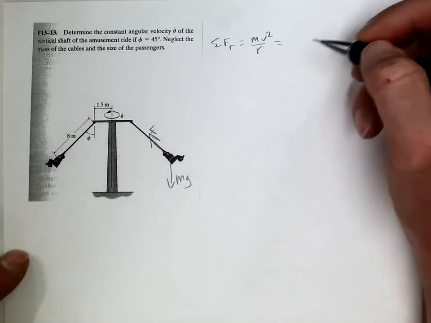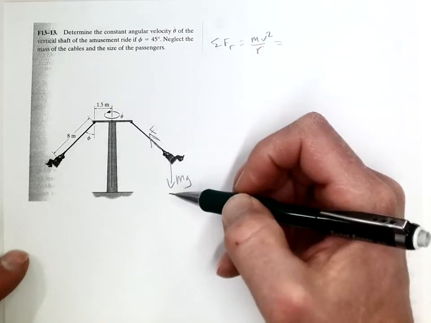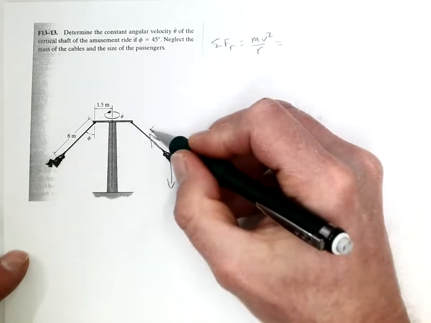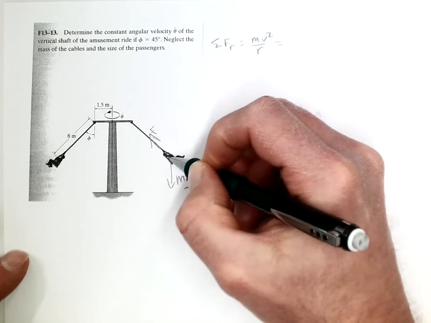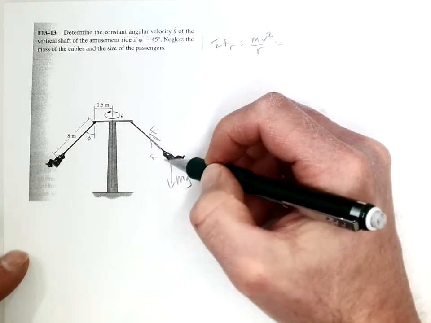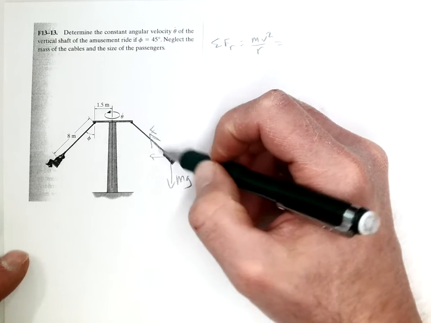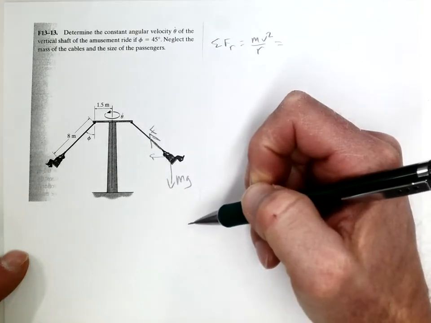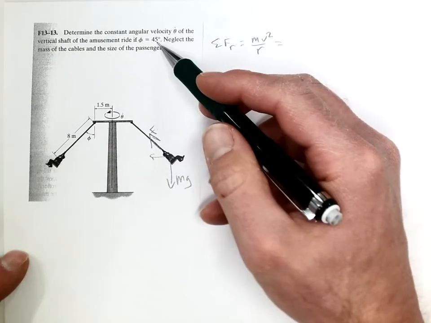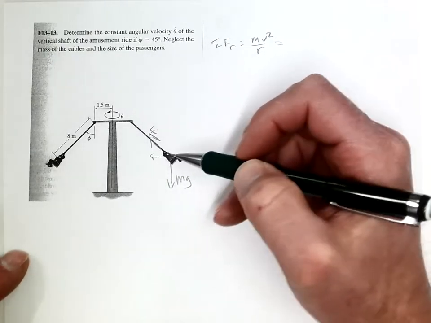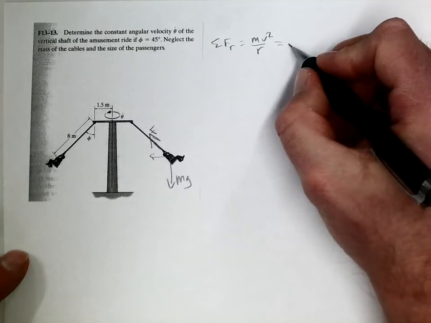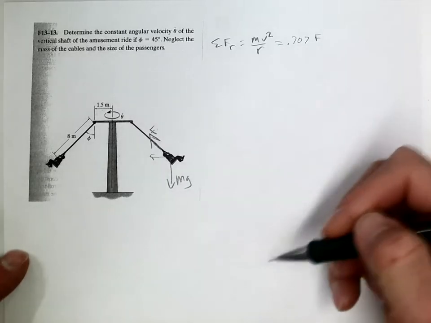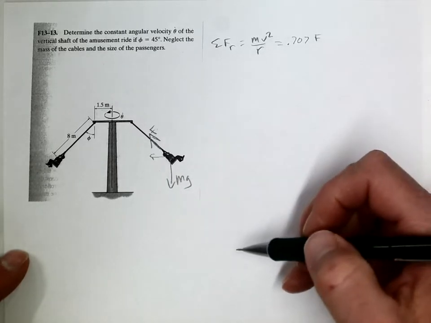And the only force that is in the radial direction is F. If we call that F, the force in that direction is going to be F, there's phi, F sine, or cosine phi. It's 45 degrees, so sine of phi and cosine of phi are both 0.707. So 0.707 F inward, and that will equal mv squared over r.